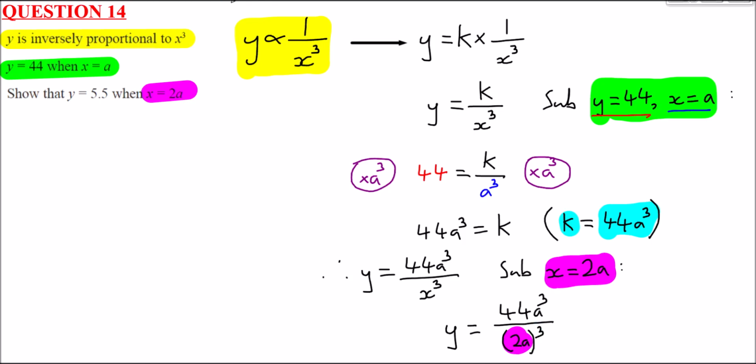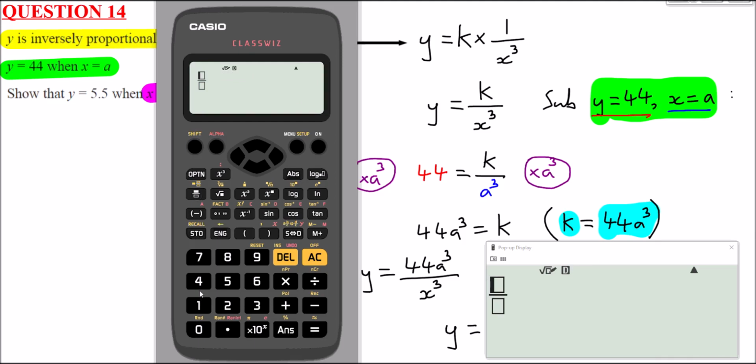So what's 2a all cubed? Well, we can work this out fairly easily. 2a all cubed means we do 2 cubed, which is 8, and also the a cubed, which is just obviously a cubed. Now we have a cubed at the top and the bottom, which means that we can cancel out the a cubed at the top and the bottom. So that leaves us with just 44 over 8. Then if you want to convince yourself, you can use a calculator if you wish. So 44 over 8 gives us 5.5 as required.